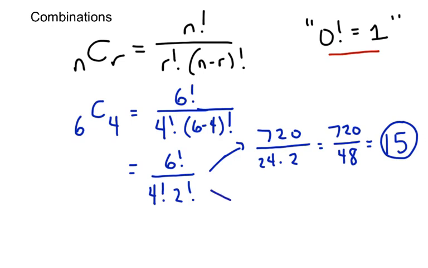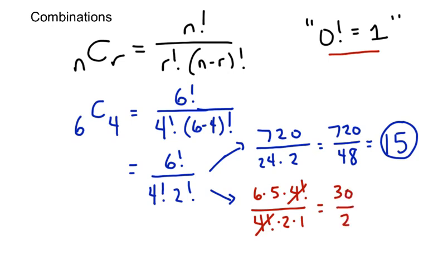The other approach is to say, well, this is, I want to use a different color. Hang on a second. Which is 6 times 5 times 4 factorial. On the bottom, I've got 4 factorial, and I'm going to go ahead and write that 2 factorial out as 2 times 1. I can cancel the 4 factorials, and so now on the top I can see that I've got 30, on the bottom I've got 2, and so I end up with 15. Either way, I arrive at that same answer. You should do the one that's comfortable for you.